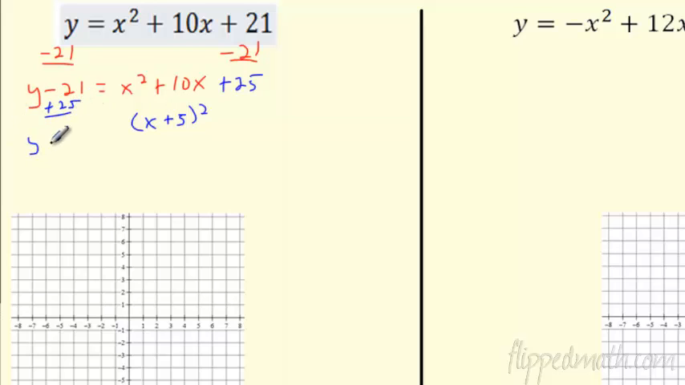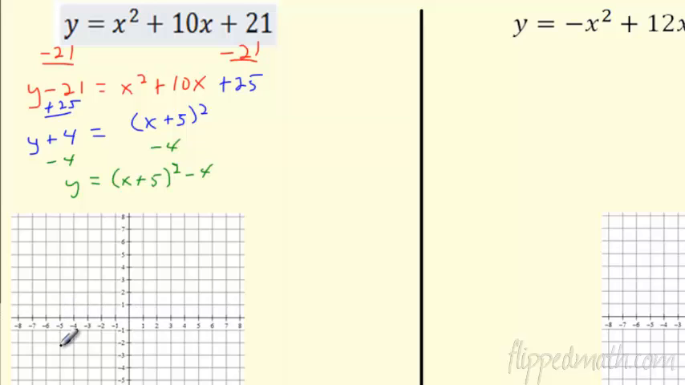So when I do that, I've got y plus 4, since negative 21 plus 25 is 4, equals this. That's awesome. So how do I do this? Just subtract 4 from both sides of the equation, and we're really looking at y equals (x plus 5) squared minus 4. So boom, we've got the vertex. We're good to go. That's vertex form. We can plot that on there. Remember, it's the opposite of what you think in the parentheses.